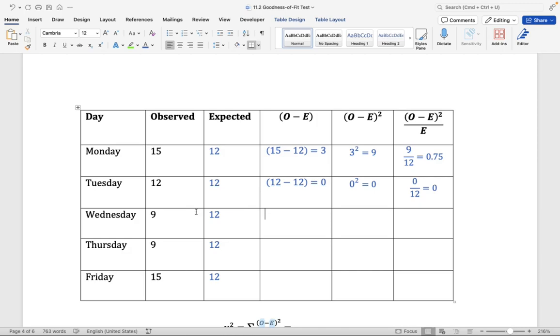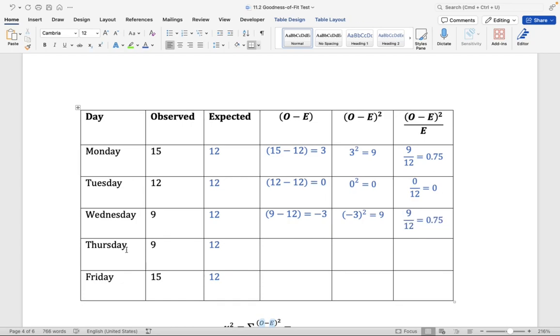Now for Wednesday, we have 9 minus 12, which is negative 3. Then we're going to square that value. So we have negative 3 squared. If you're doing this on a calculator, make sure to place parentheses around the negative 3. If you don't use parentheses, you're going to get negative 9 instead of 9. Again, here, negative 3 squared is the same as negative 3 times negative 3, which is positive 9. Now that we have (O minus E) squared, which is 9, we're going to divide it by E, which is 12. So here we have 9 divided by 12, which is 0.75.